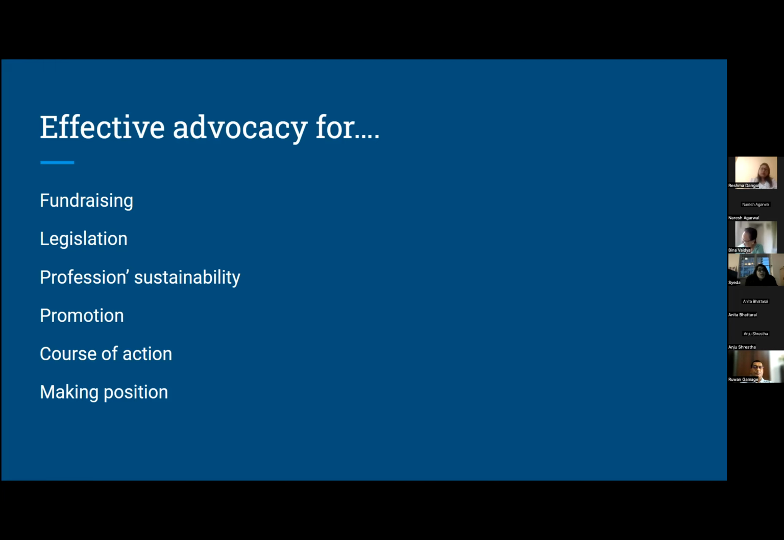And for sure, as the profession's sustainability, that should be a continuous tool which can run throughout librarianship, throughout the services and collections, as a landscape. We can also use it for promotion, or if we want to encourage any course of action and make a positioning in society.